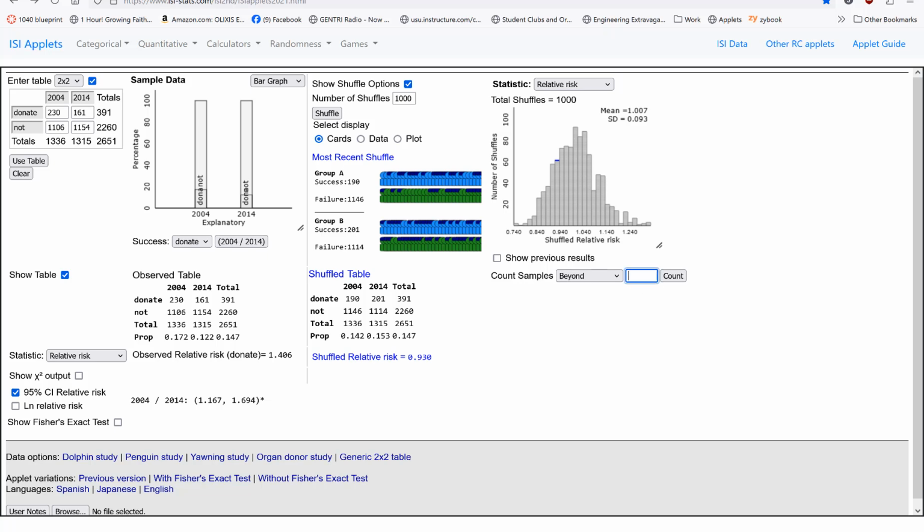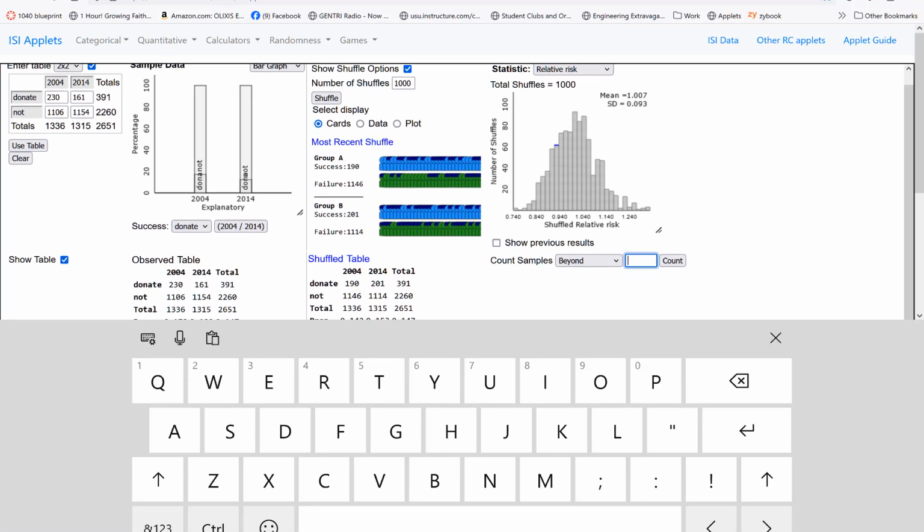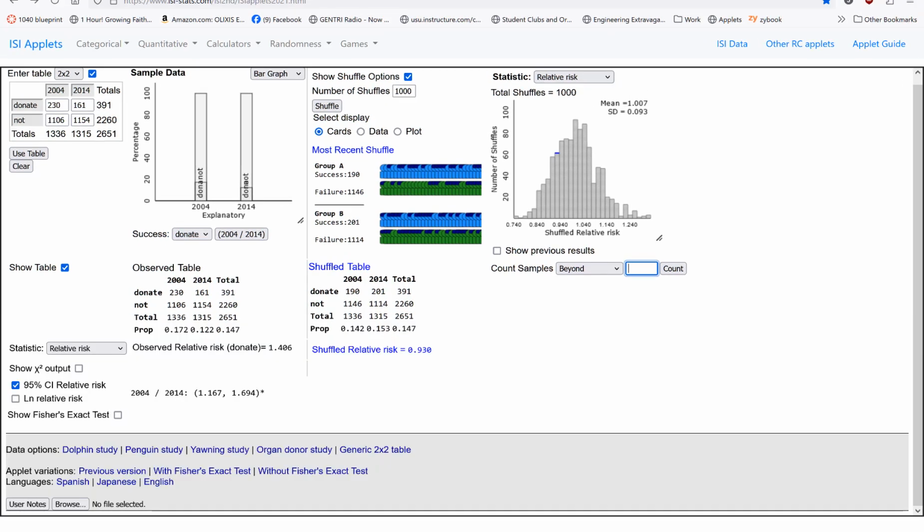Okay. And you could go in and you could count samples beyond what you got, which was the 1.406. And you can count beyond, so it does it on both sides. Okay, and it will tell you this time my p-value was even closer to 0. It stopped rounding at 4 decimal places and just gave us 0. Okay, so looking at this, you could find a p-value, you could find a statistic. We're not going to teach you how to do both, but everything we did with the difference in proportions, you could do with relative risk.